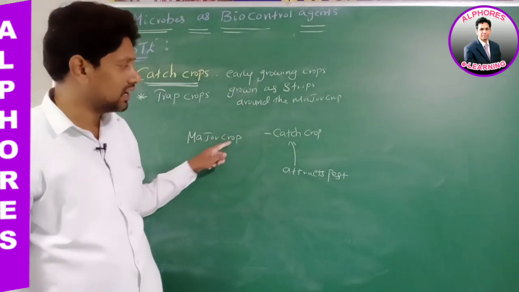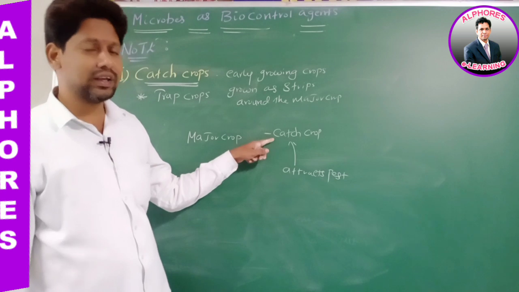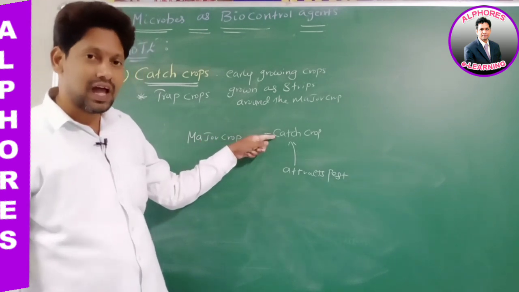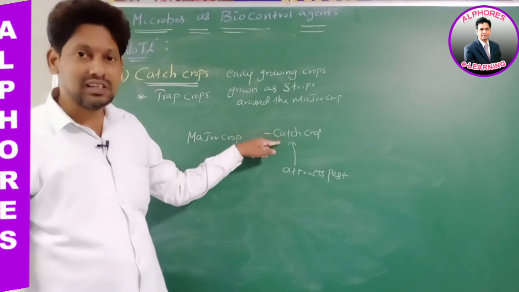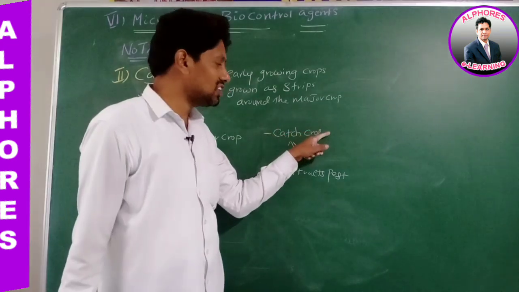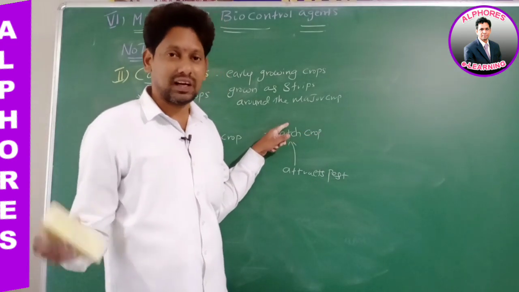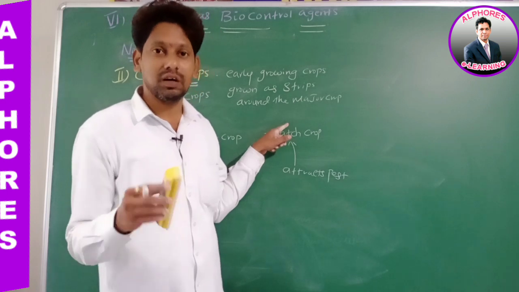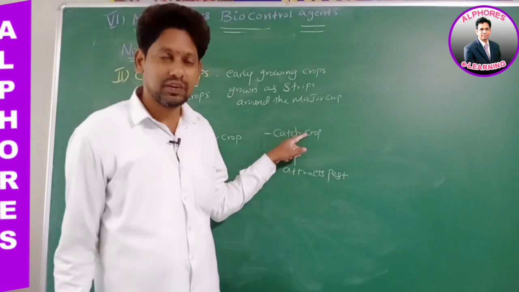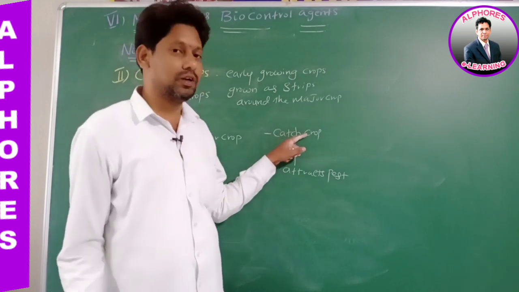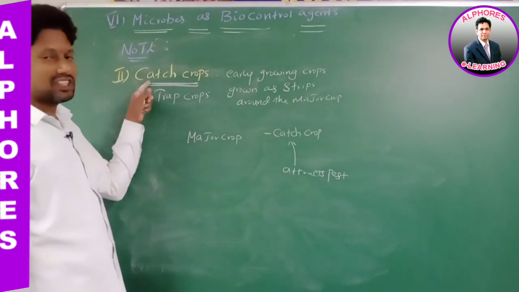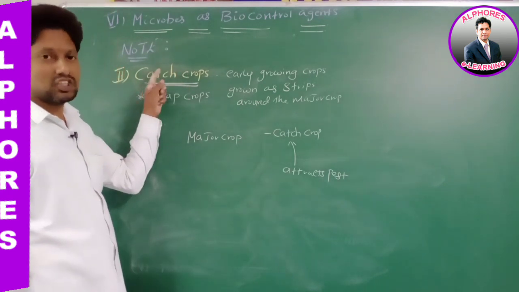Is this statement okay? Catch crops are early growing crops. Compared to the major crop, their growth is early. As the growth is early, it attracts the pest. Once the pest is attracted, we cut the catch crop from the field and burn it. Once the catch crop is burnt, automatically the pest present in it will be destroyed. This is concerned with catch crops.